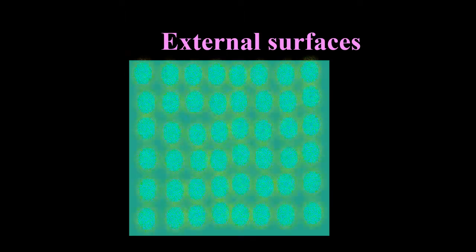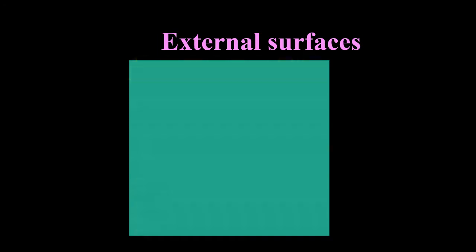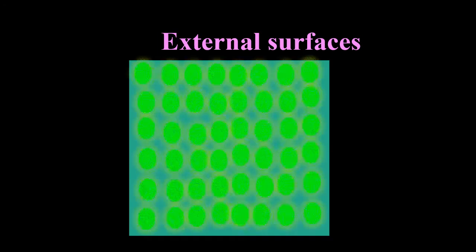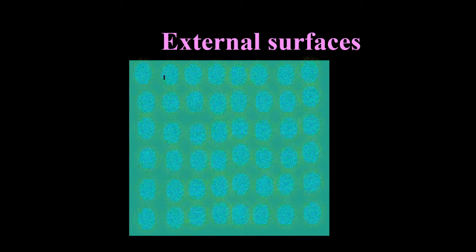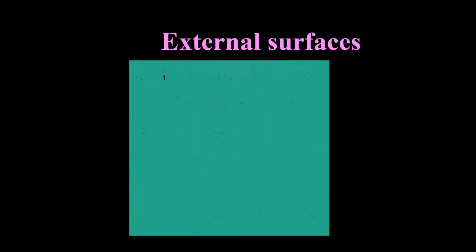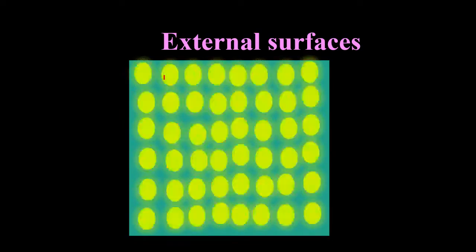First of all, we will discuss the two-dimensional defects, which are the external surfaces. External surfaces are one of the most obvious boundaries in the crystal structure along which the crystal structure terminates.